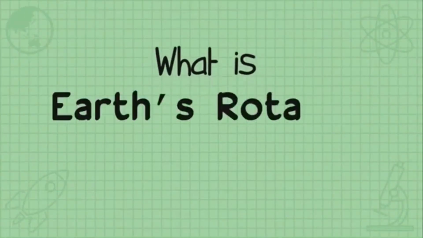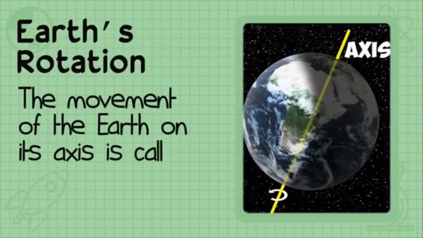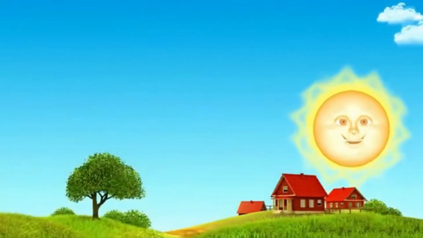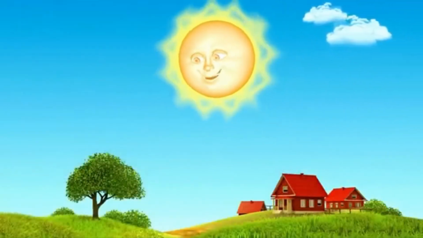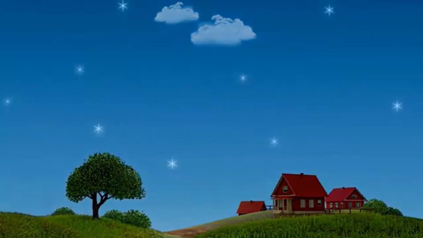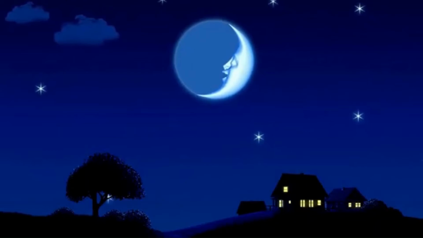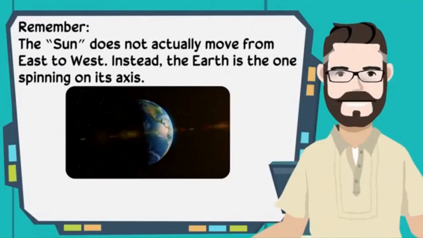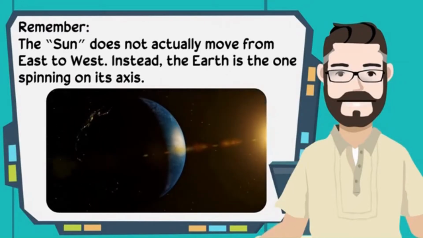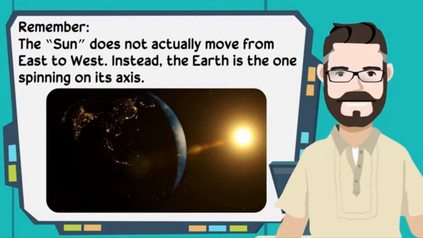What is Earth's rotation? The movement of the Earth on its axis is called rotation. Every day, the sun appears to rise in the east, then travels across the sky and set in the west. You can observe this day in and day out. But hey, did you know that the sun does not actually move from east to west? Instead, the Earth is the one spinning on its axis.